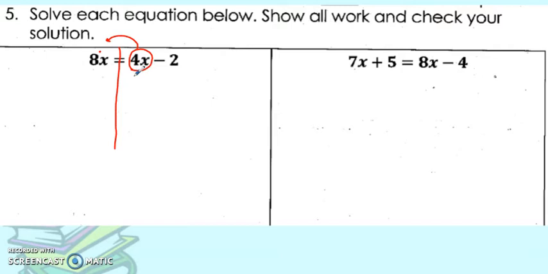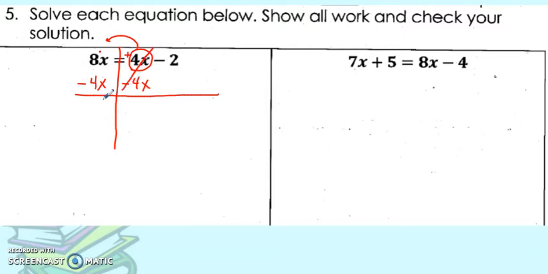In order to do that, I need to use the inverse operation. And right now, it's a positive 4x. So the opposite would be a negative 4x. I need to do the same thing to both sides. I can't just remove it from one side. I have to do it to both sides.